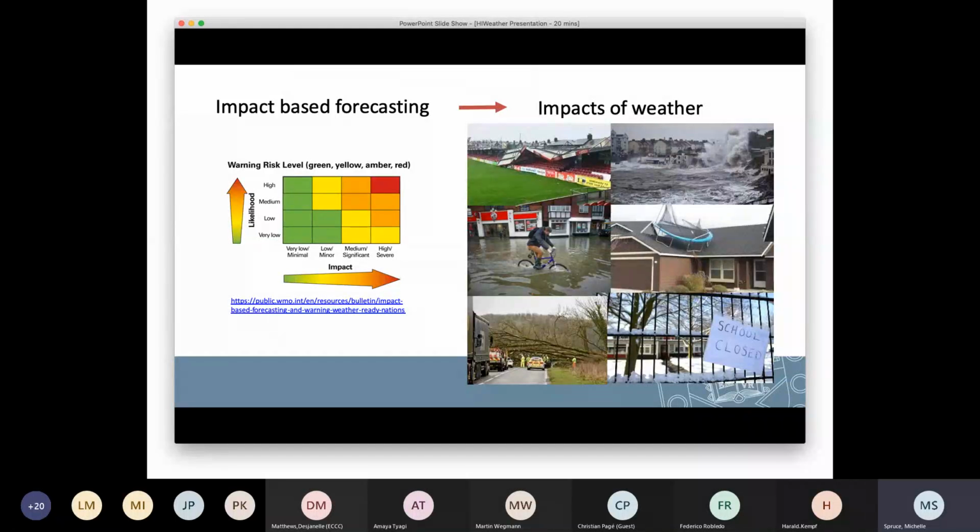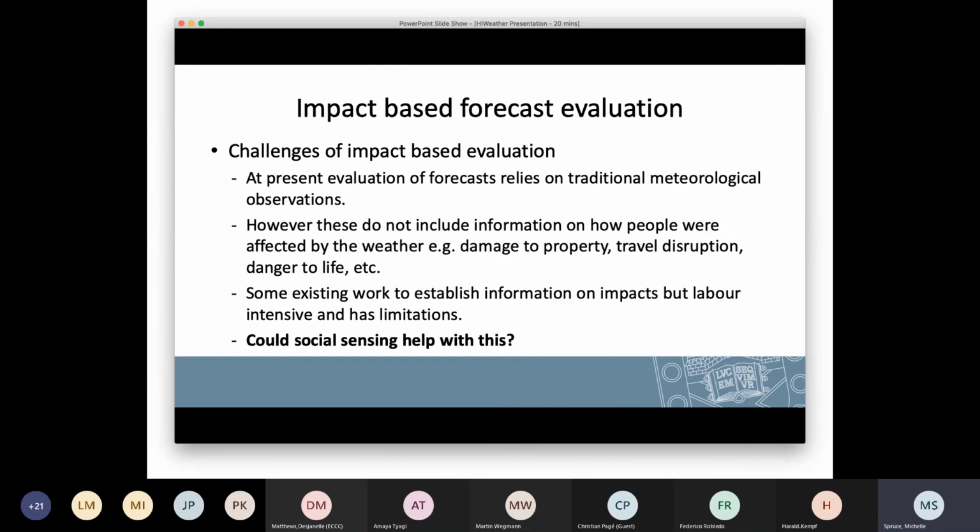So the problem essentially is that we've got an increase in impact-based forecasts, which give advice and warnings about the potential impacts of weather. And then we also have those impacts of weather. But some of the challenges of evaluating how well we forecasted those impacts is that at the moment, a lot of the traditional meteorological observations don't give us information about how people were affected by the weather. Damage to property, disruption to daily life, information about where flooding happens. All of that information is harder to get hold of. There's been some existing work to try and establish information on impacts, but it's reasonably labour intensive and has its limitations.